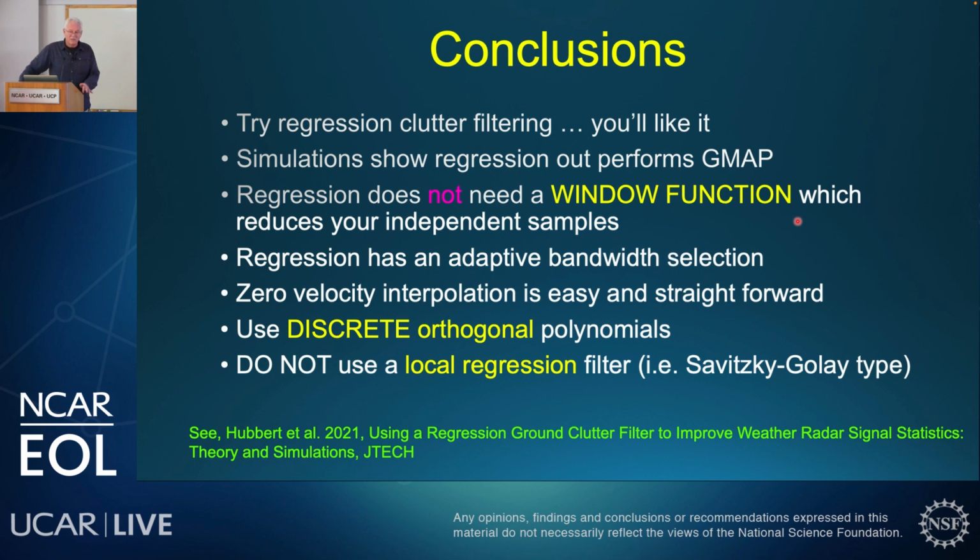The reason they weren't getting good clutter rejection is because they took the bait and went for that local regression clutter filtering rather than sticking to the global regression clutter filter. That's my opinion anyway, and what I think would happen. At least that's what they did in their papers. So with that, I'll stop and take any questions people may have.